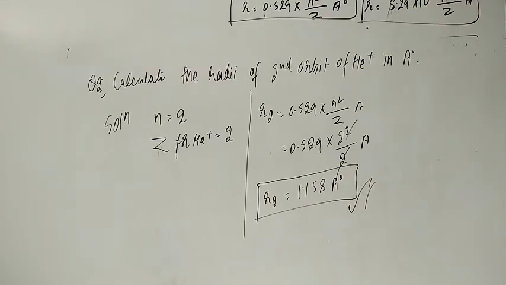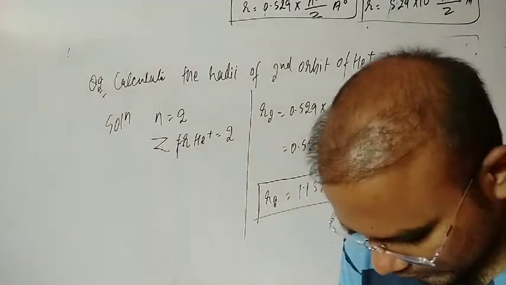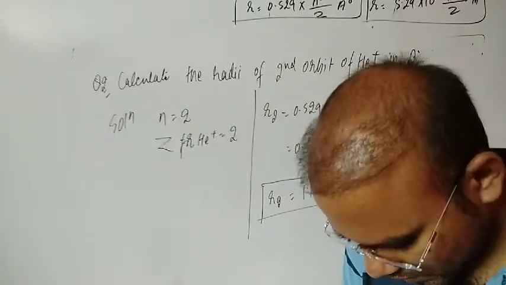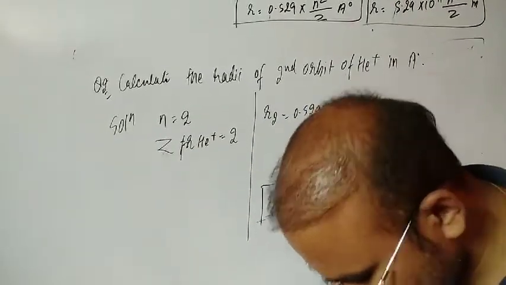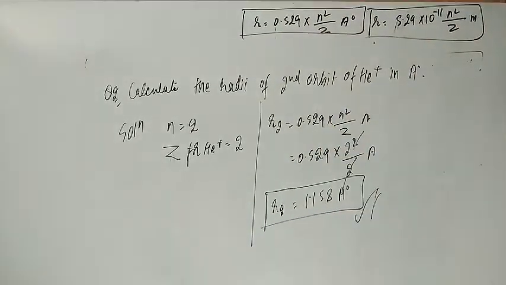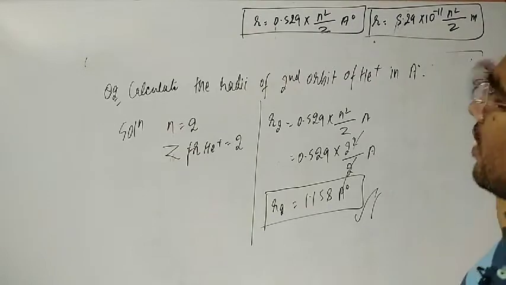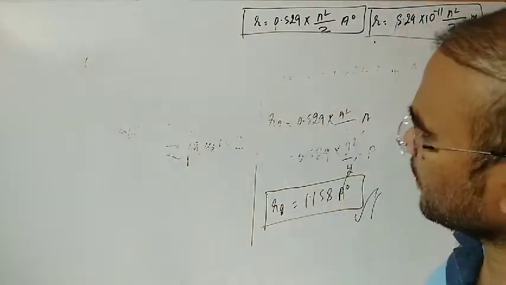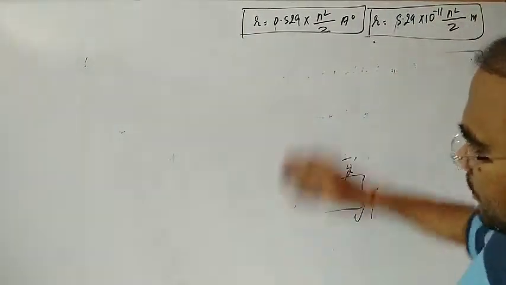Now let us try to understand the next problem. What is the next problem, dear students? Next problem, they ask us to have a look at the ratio of the radii of the various Bohr orbits. So let us try to solve.